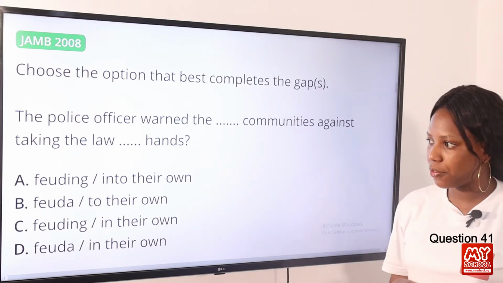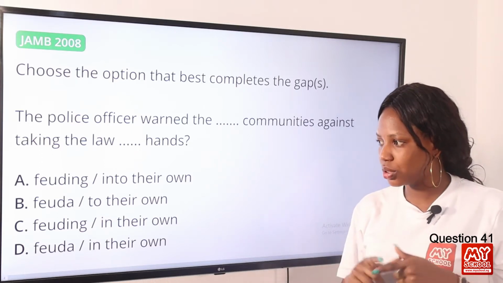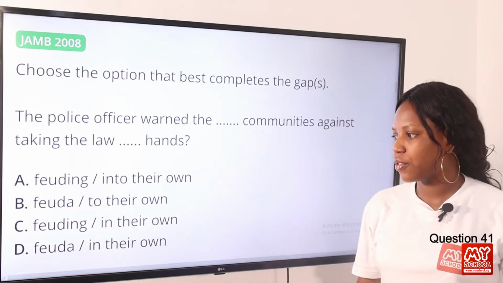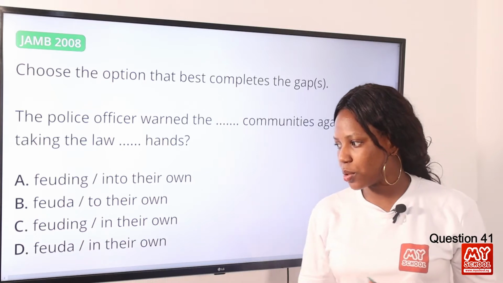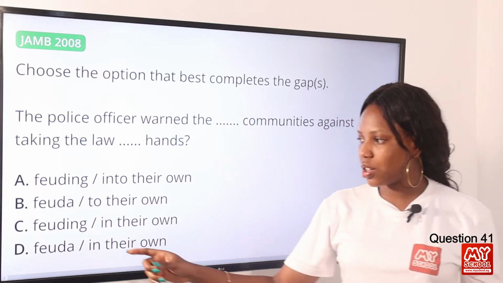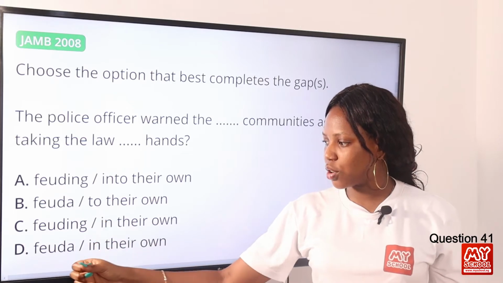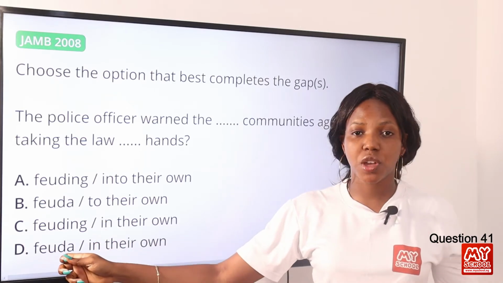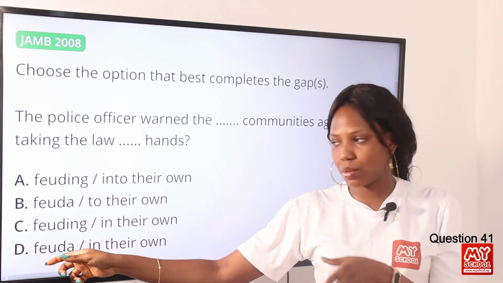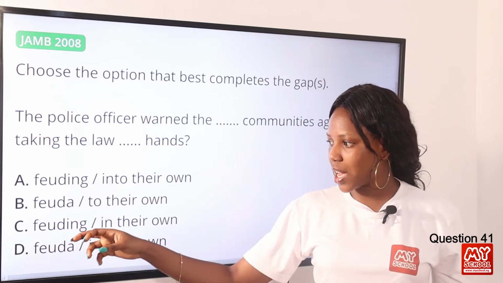Option A, we have feuding / into their home. Option B, feudal / to their home. Option C, feuding / in their home. Option D, feudal / in their home. Naturally we want to eliminate options B and D, because what we have is feudal, which is according to the system of feudalism. So we are left with options A and C.